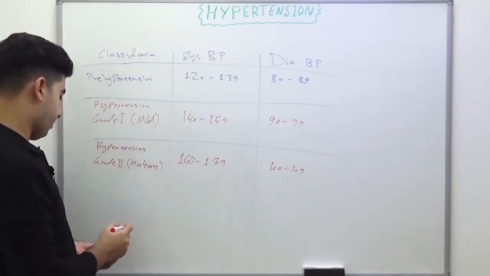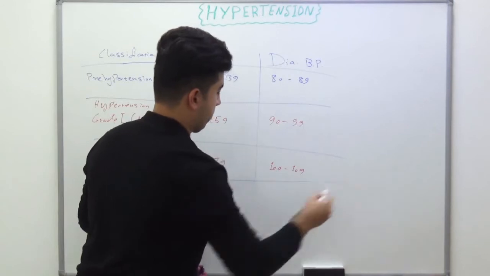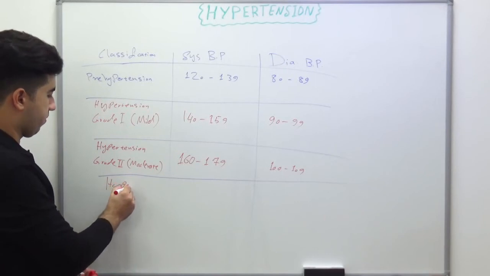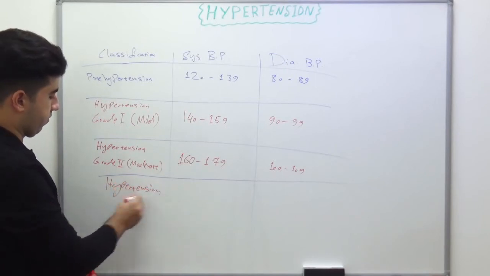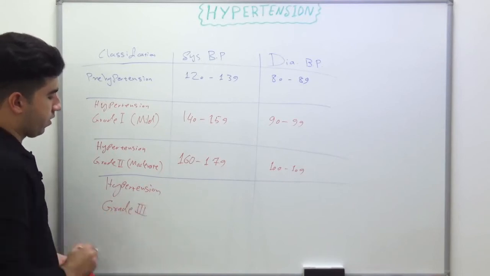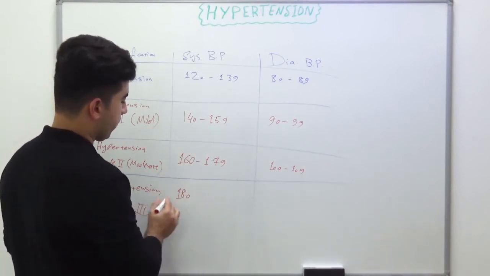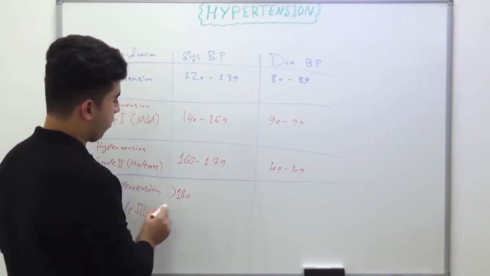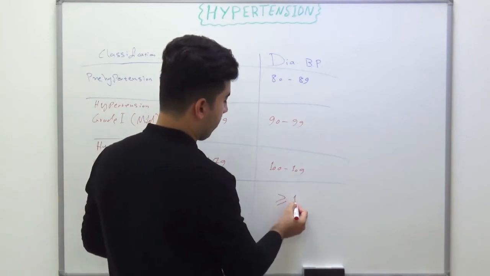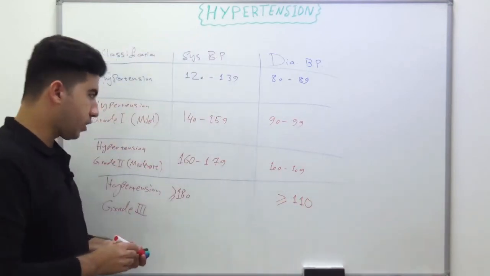Then we have some patients with severe hypertension, or grade 3. They have a systolic value of 180, or you can say more than or equal to 180, and a diastolic blood pressure equal to or more than 110 millimeters of mercury. This is the classification of hypertension.